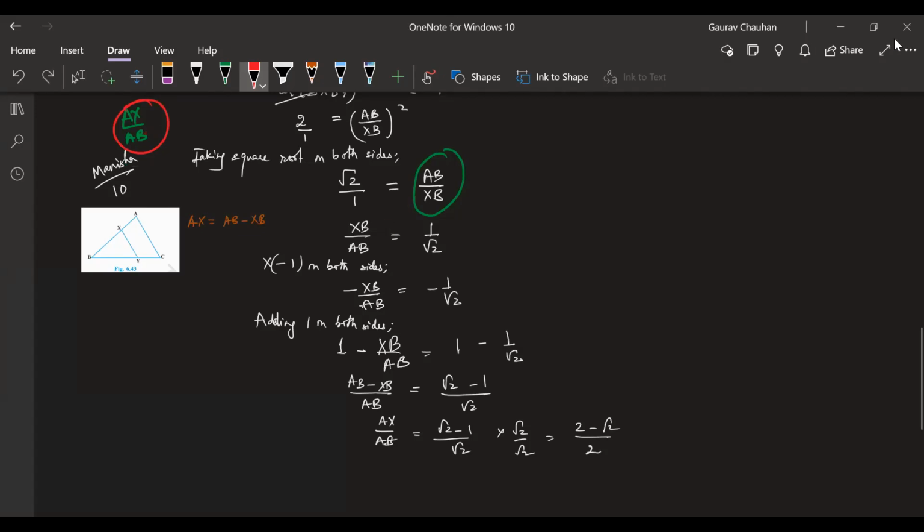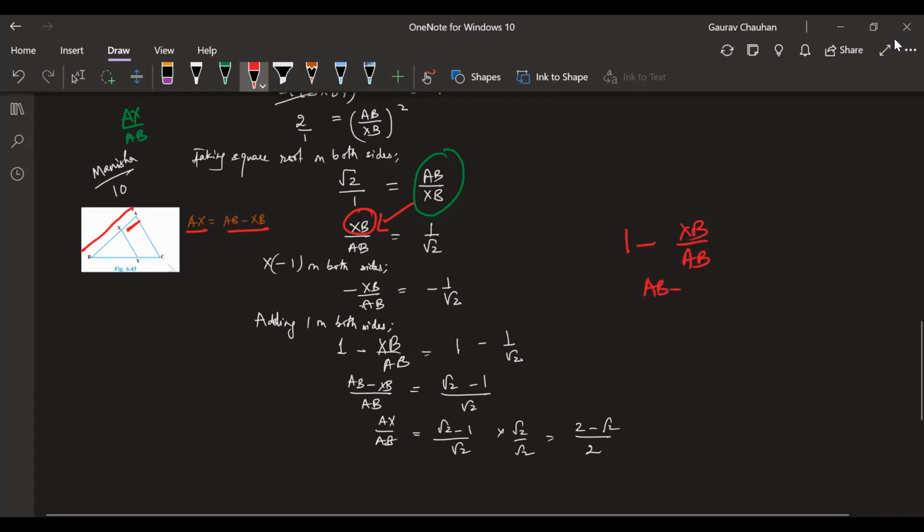Now I'll do what I have to do next. AB in the denominator is already there, but in the numerator I need AX. But AX I don't have here. I have XB. But looking at the diagram, AX is actually equal to AB minus XB. AX is actually equal to this full thing minus this small thing. So I'm thinking if I change it in a way that 1 minus XB by AB, then I will get AB minus XB in the numerator and AB in the denominator.